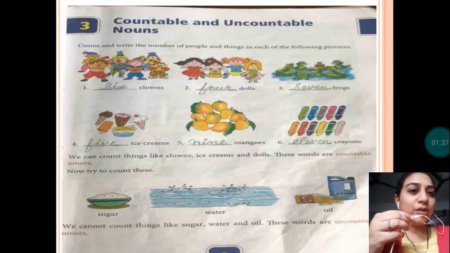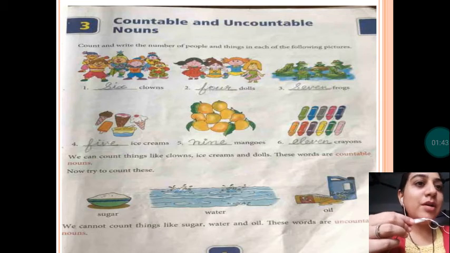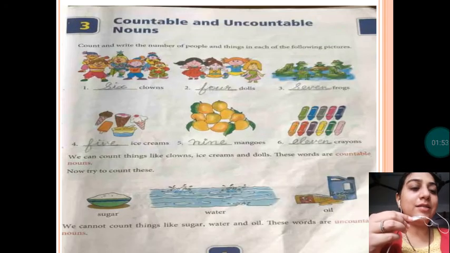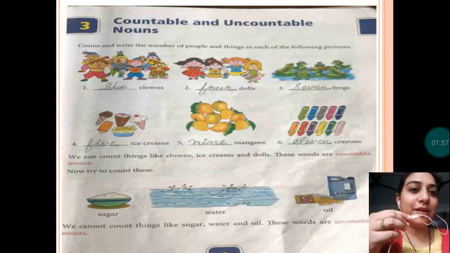Second image is about dolls. How many dolls are there? 4. They are countable, so write down 4. And in the third image you can see frogs. How many frogs are there? 7. You can calculate it and write down 7. In the next image you can see ice creams. How many ice creams are there? 5. So write down 5. In the fifth image you can see mangoes. How many mangoes are there? 9 mangoes are there, so we have to write down 9.